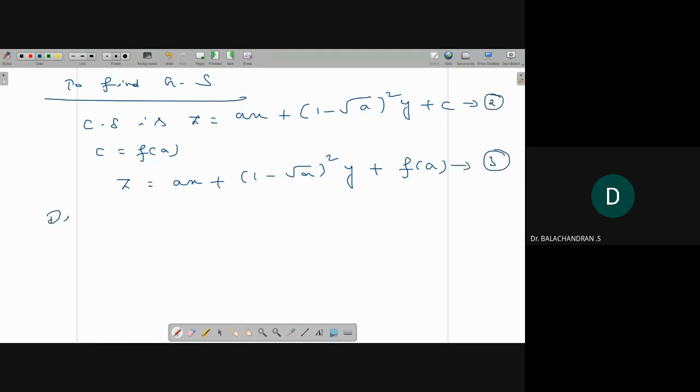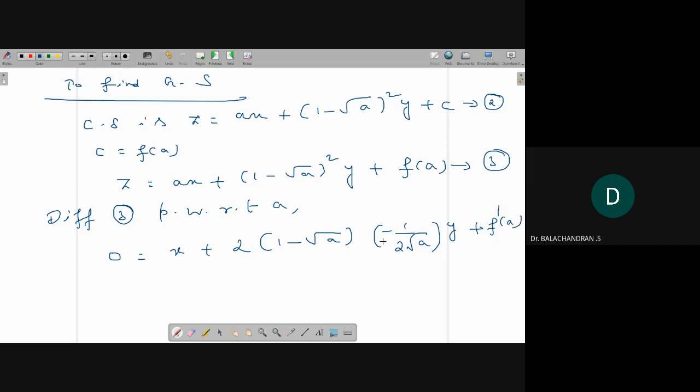Differentiate equation 3 partially with respect to a. We get 0 equal to x plus 2 into (1 minus root a), and differentiating 1 minus root a gives minus 1 by 2 root a, into y plus f dash of a. So 2 gets cancelled. So 0 equal to x minus (1 minus root a) divided by root a into y plus f dash of a. I call this equation number 4. So eliminate a between equations 3 and 4.